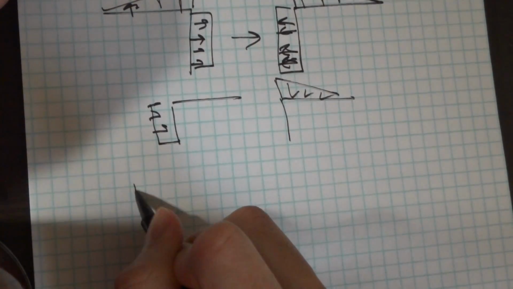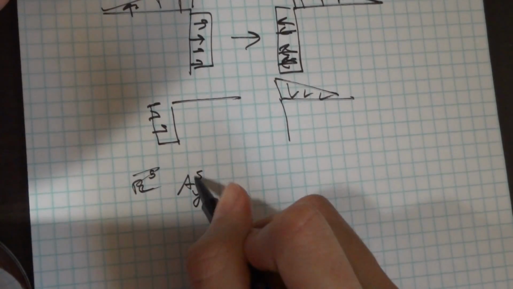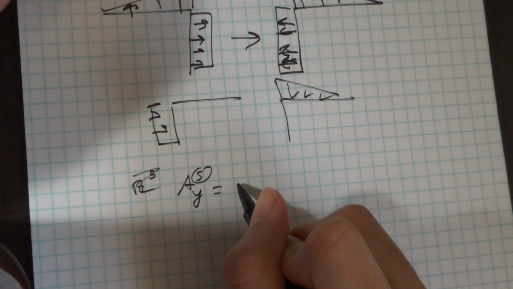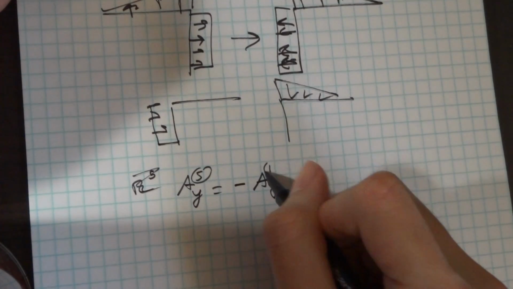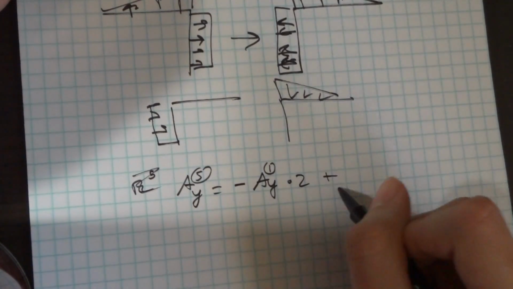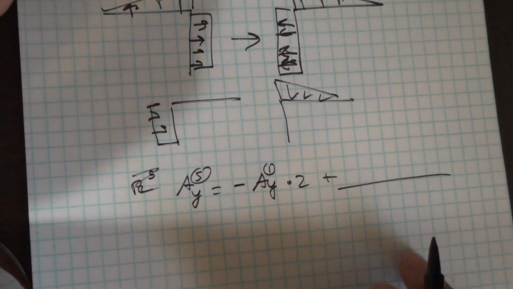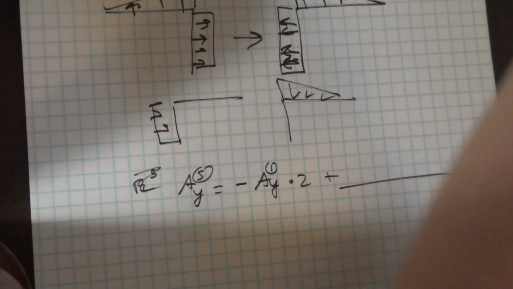So in other words, your AY5 will just be equal to negative AY1 times 2 plus, and I won't solve this all out for you, but you get the idea here. And other than that, follow the same thing as for problem 4.